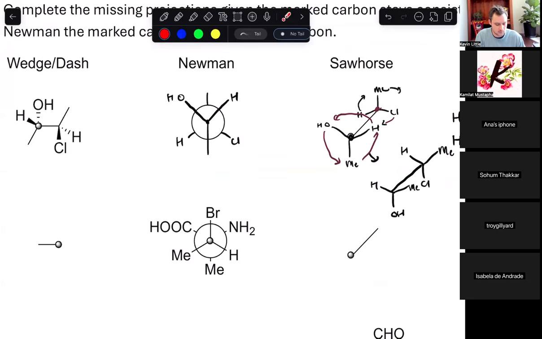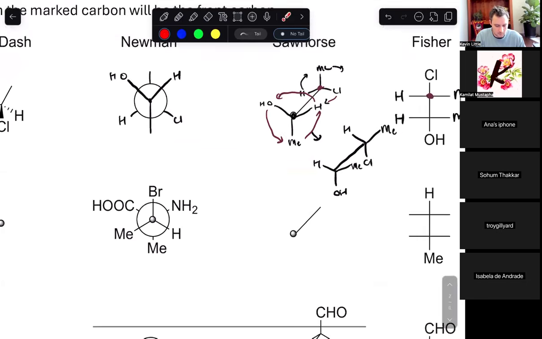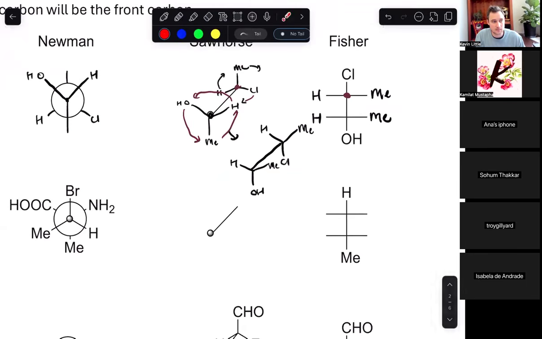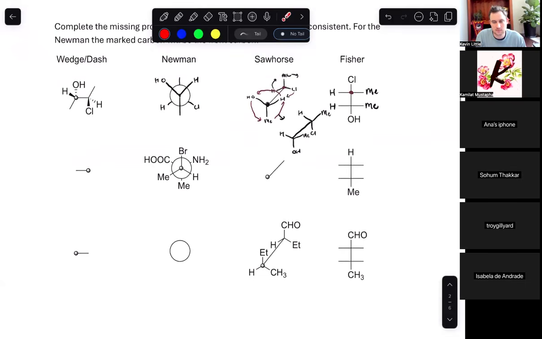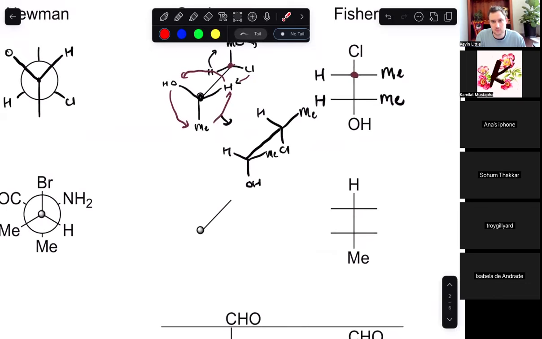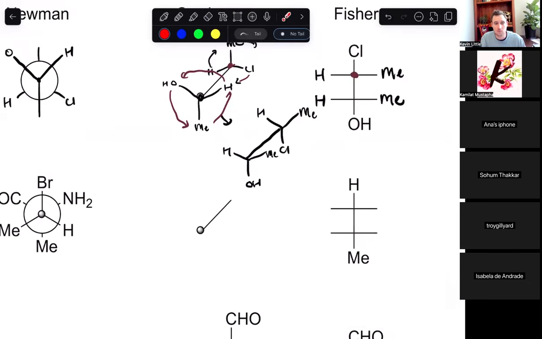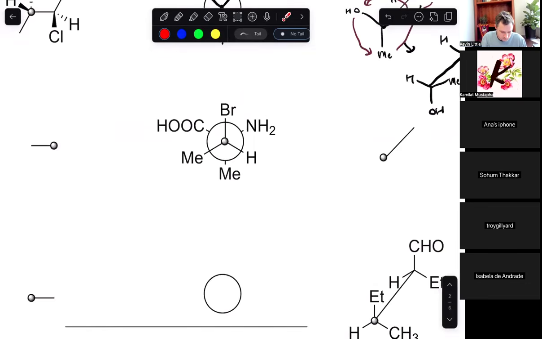Great suggestion. So the one thing you have to worry about if you're doing this method: the Newman's actually probably better for this, but I think people are more comfortable with sawhorses. The one thing you have to be careful of if you do this method is this back carbon should be this carbon. If you're in a situation where those carbons have switched, which we might get to, and I'll do an example, then you need to flip that whole molecule around. All right.